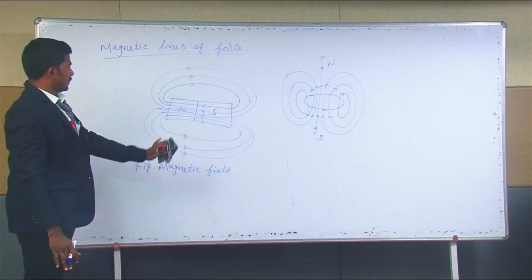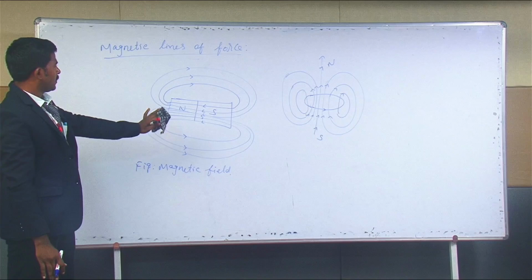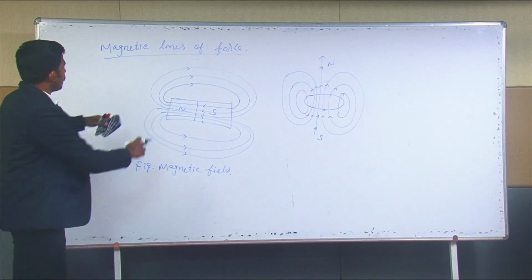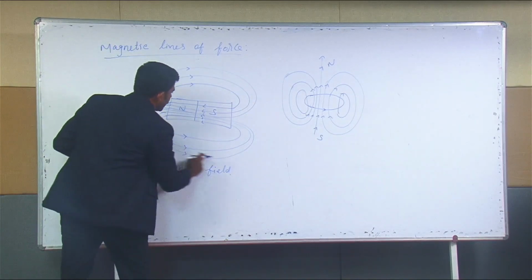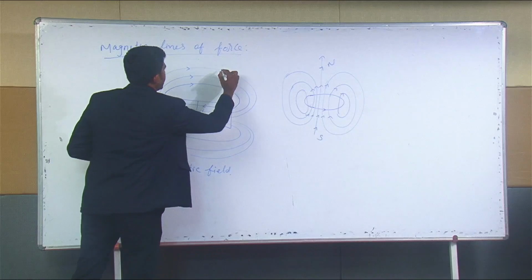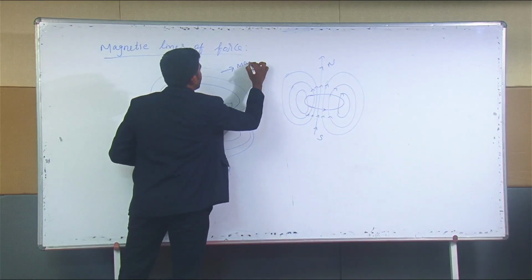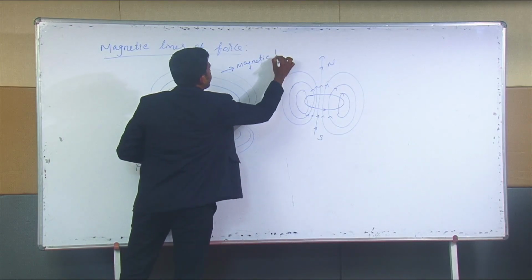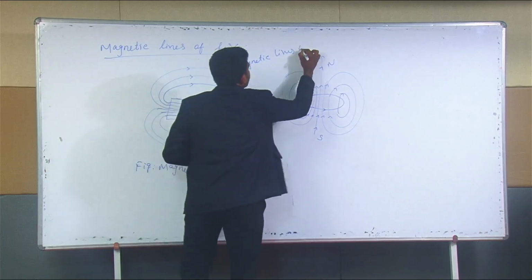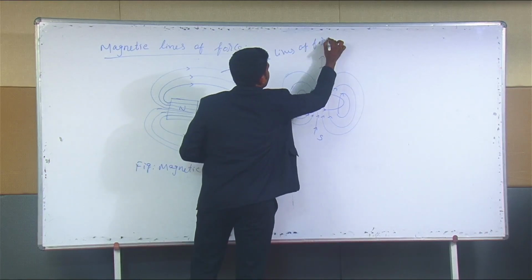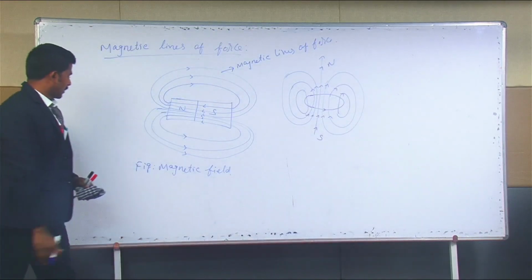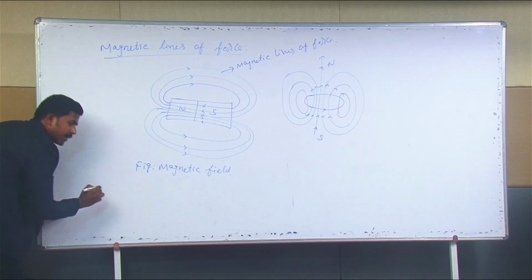So this is how the magnetic lines of force look. These are all magnetic lines of force. So what is the magnetic field?